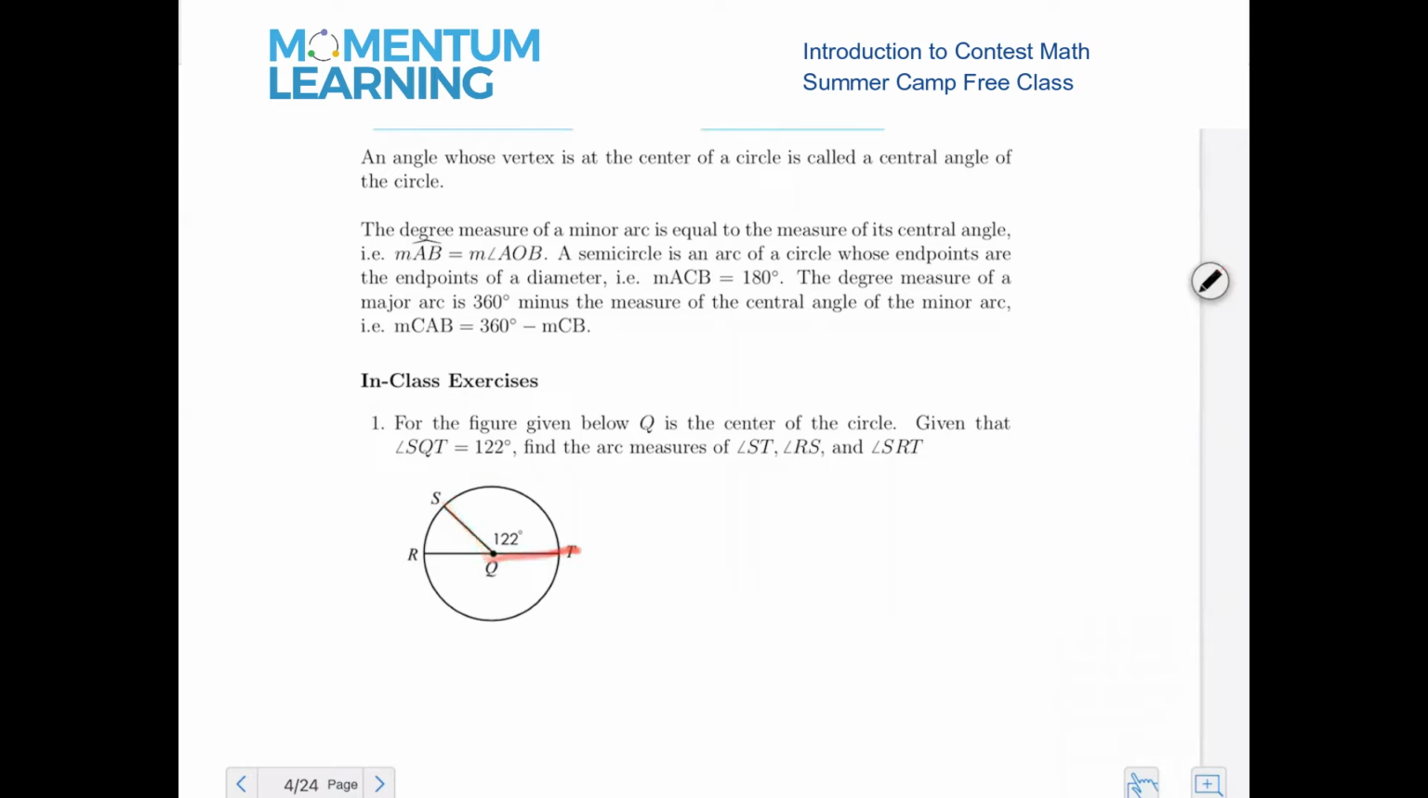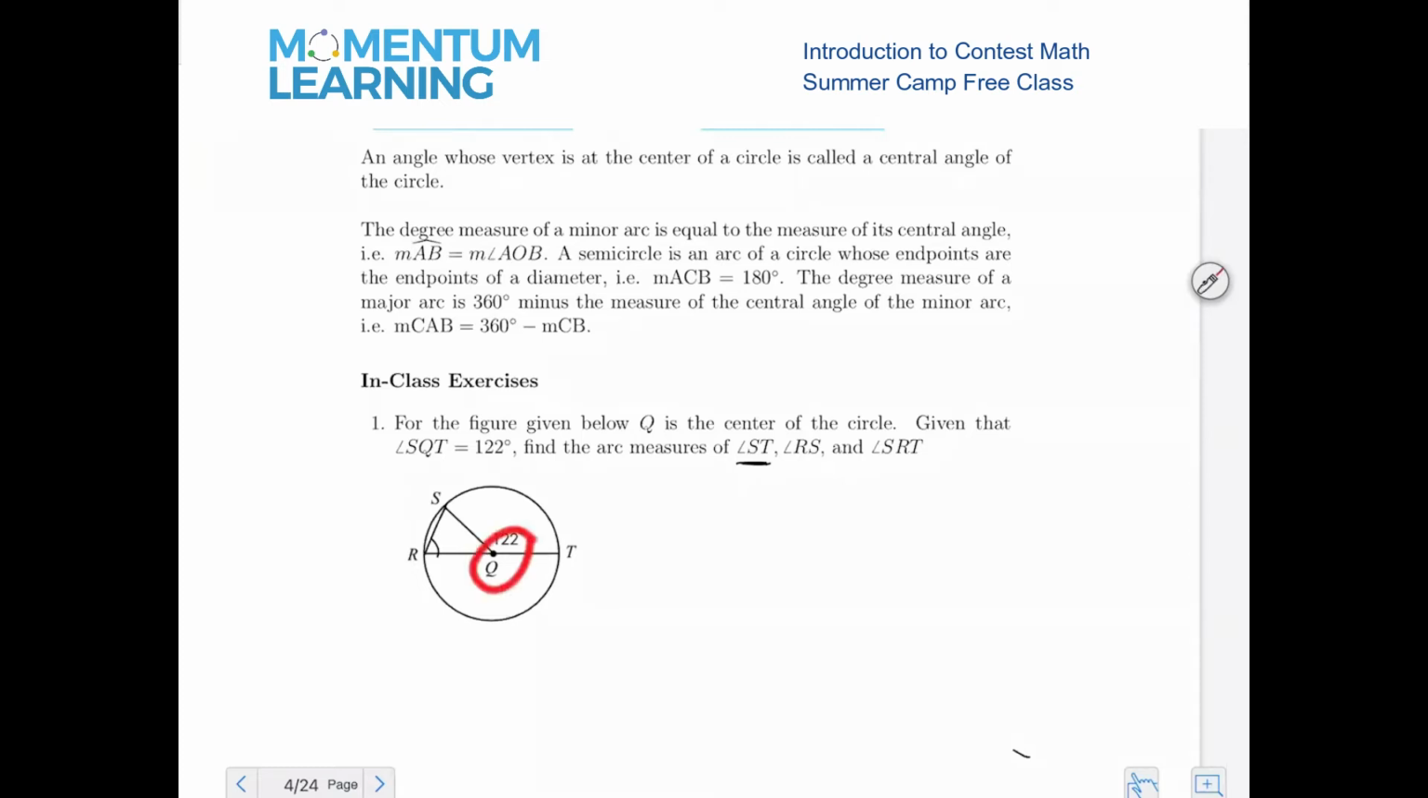Okay, so SRT is given. They are given the picture, angle SRT. Sorry about that. Now, we're asked to find this angle here as well. First, let's start with arc ST.